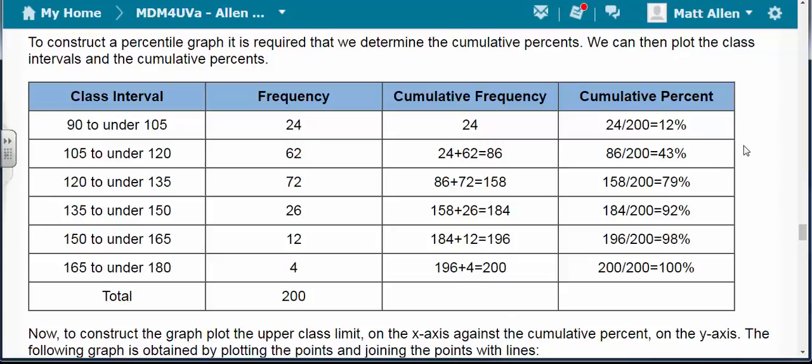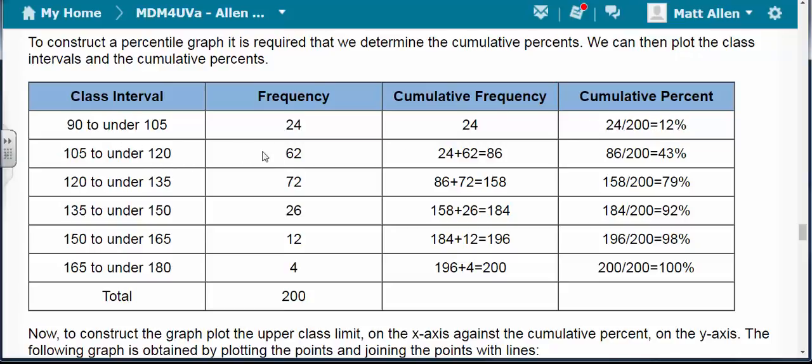Now, as far as percentile graphs go, what's important to us is at any given time, what does the group that we're looking at cover? What percentile have we now covered by getting through this group? So in the first case, 90 to 105, 24 people have been covered. So 24 out of the 200 people in this case have been covered, which is 12%. So when I'm graphing this class interval on my graph will go up to 12%.